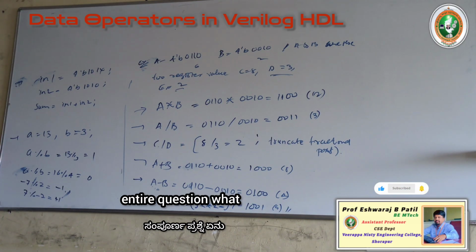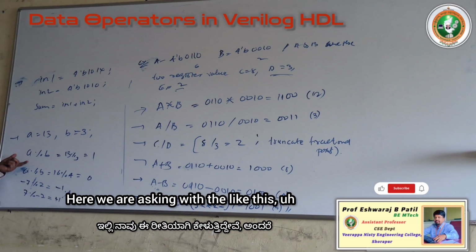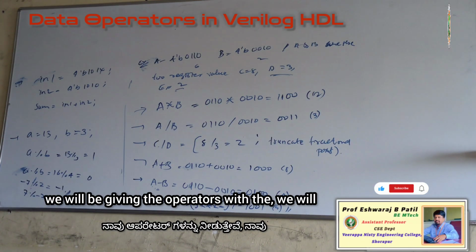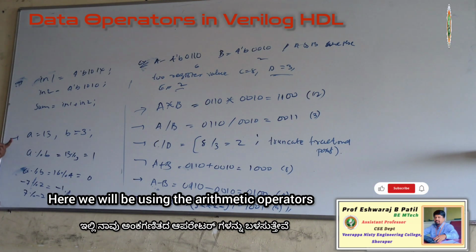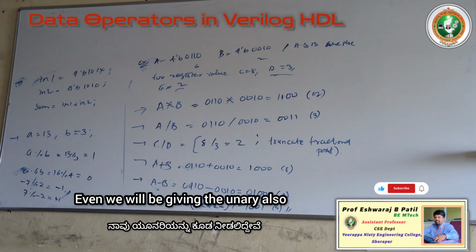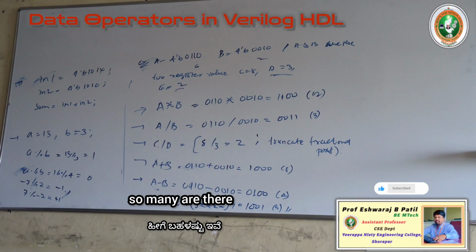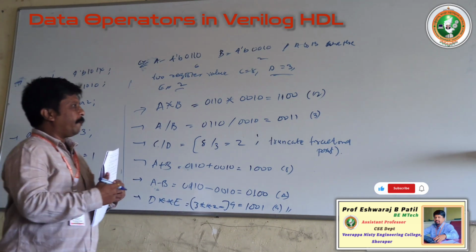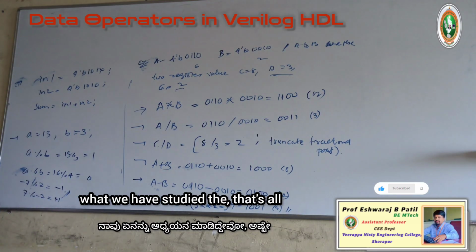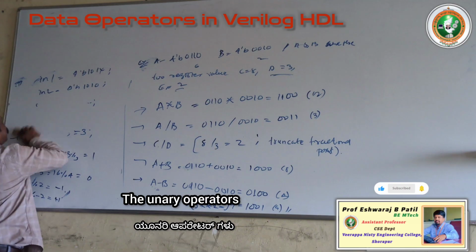Here we are giving the examination for the A and D value. Let's calculate the modulus of these two. Here we are asking like this. There are so many examples, and we will give a mix of operators. Till now we have seen the arithmetic operators with the binary. Even if we give unary, logical, relational, so many are there. We will be studying one by one. Next, that's all we know for the binary. Now we go with the unary operators.